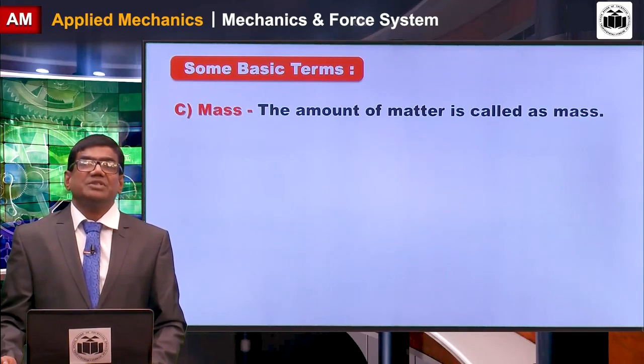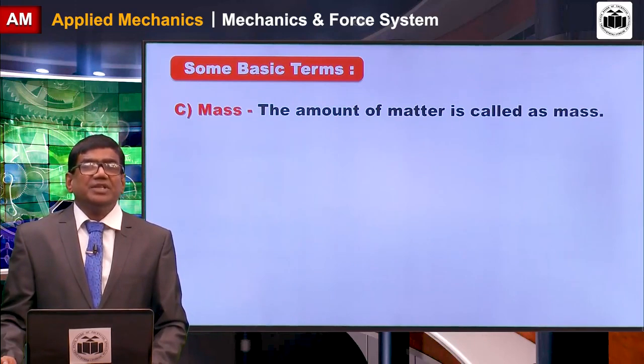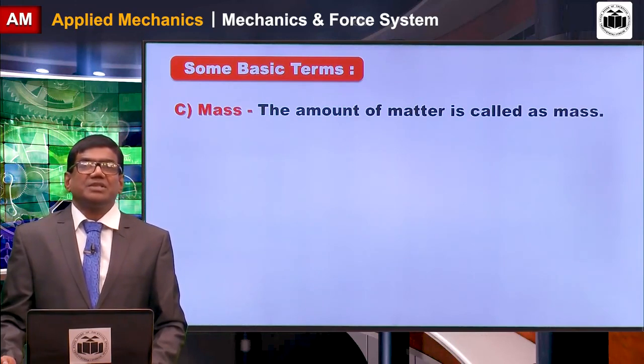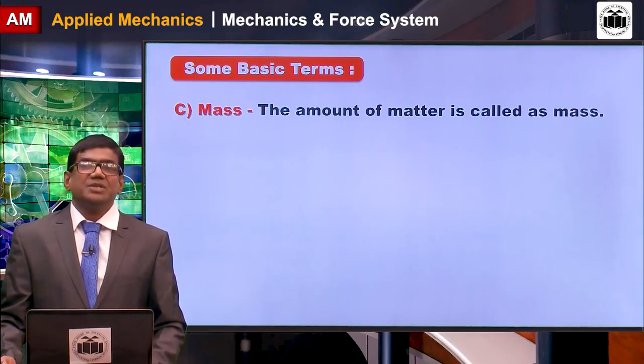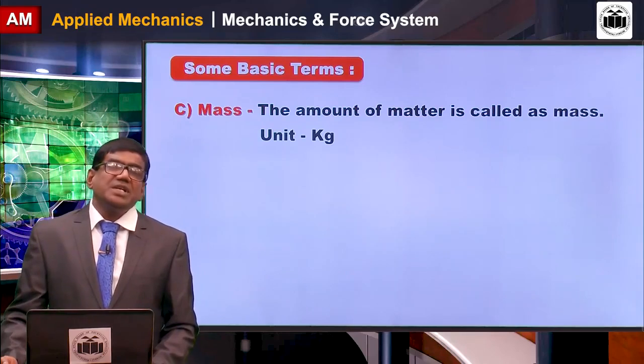Third term is mass. The amount of matter is called mass. Basically, mass is nothing but the matter. So you might be thinking, what is matter? Let us recall. Matter is something which occupies space, possesses mass, and can be perceived by human senses. Such matter, when accumulated, forms a mass, measured in kg.